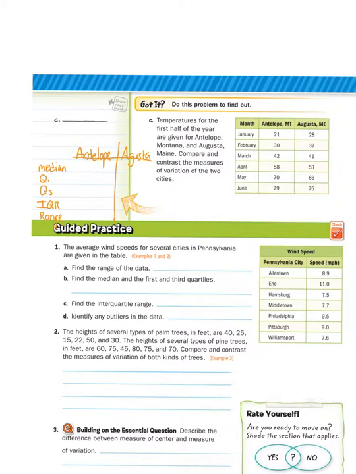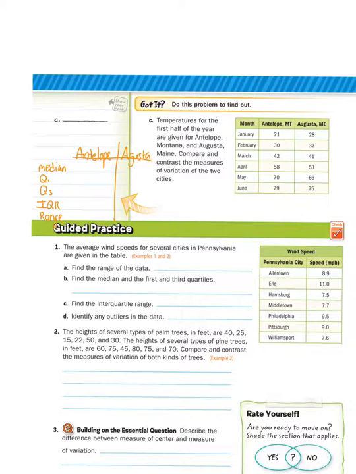All right, let's get started. So I have a nice little table set up: median, Q1, Q3, IQR, and range, for Antelope and Augusta. This says temperatures for the first half of the year are given for Antelope, Montana, and Augusta, Maine. Compare and contrast the measures of variation of the 2 cities. So I'm going to find all these measures of variation for Antelope and Augusta. And this isn't as bad as it looks because they put the numbers in least to greatest order for you. So that makes your life easier.